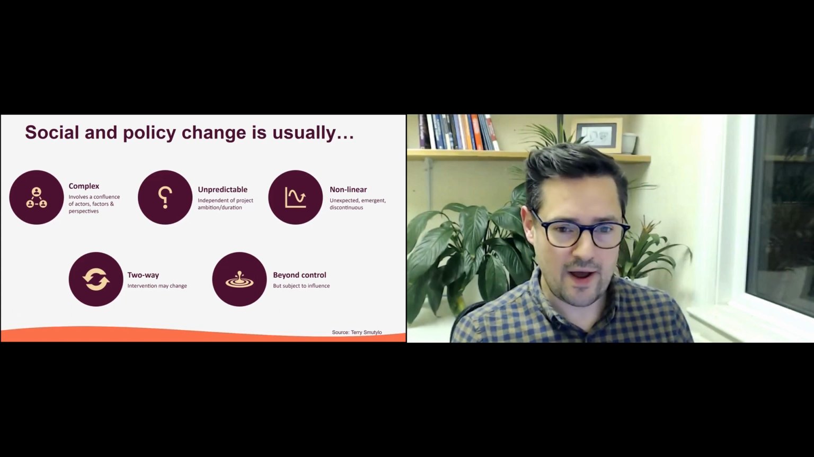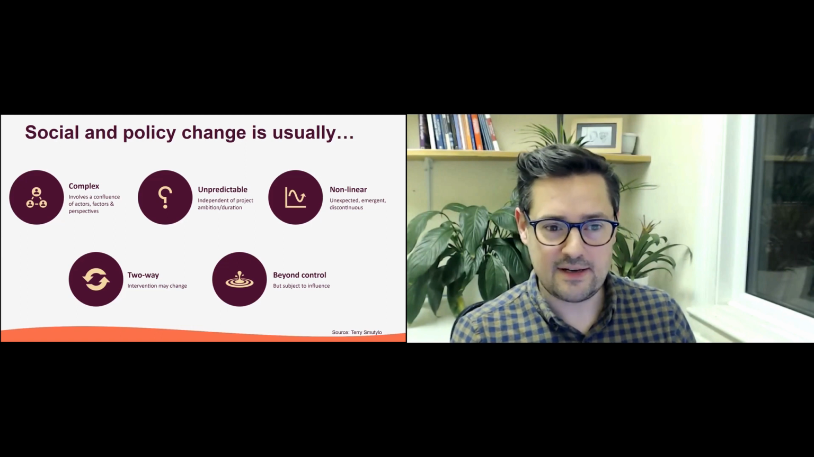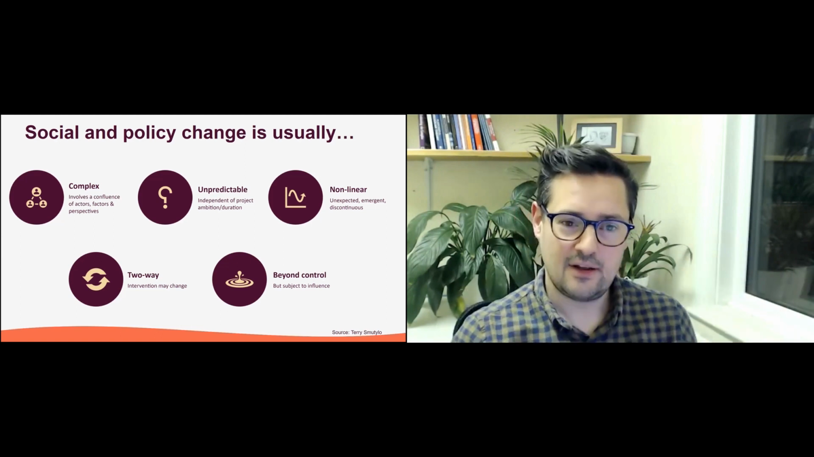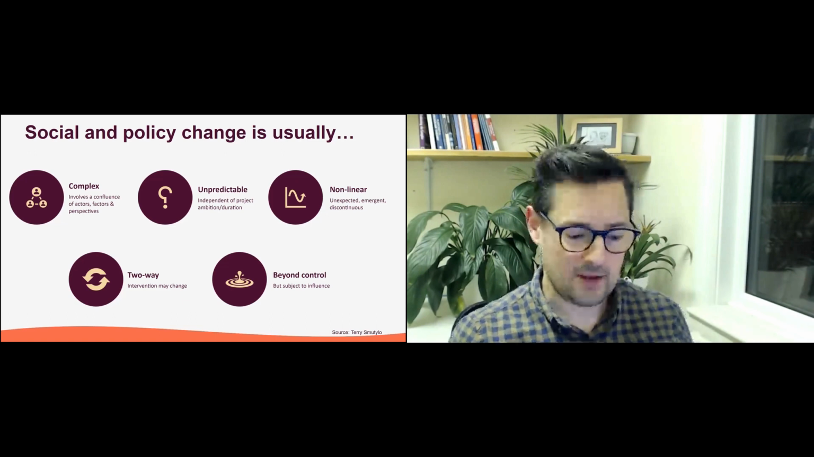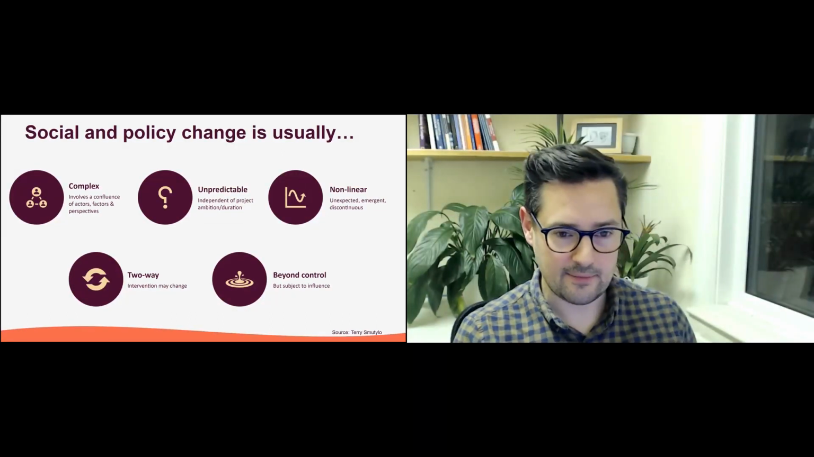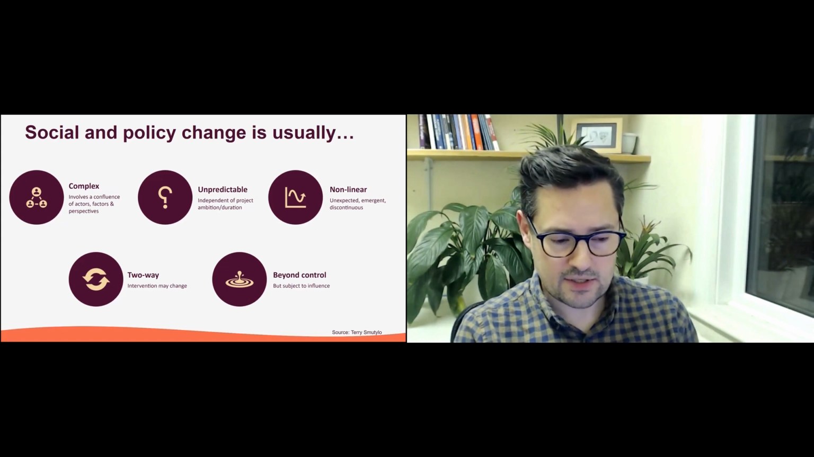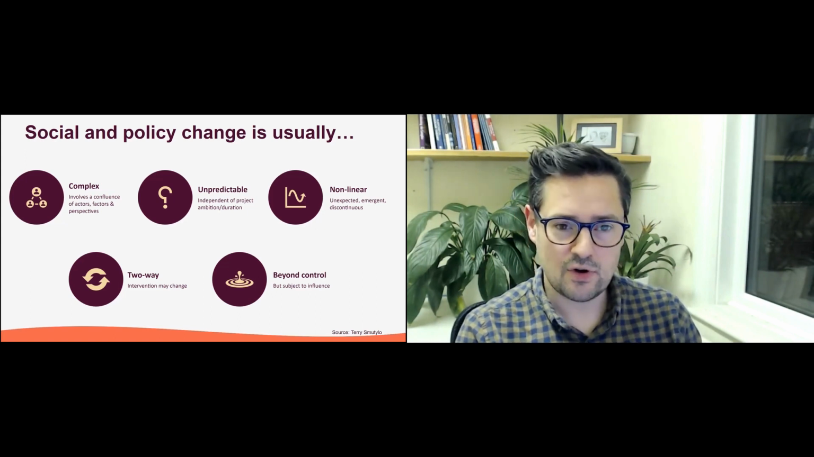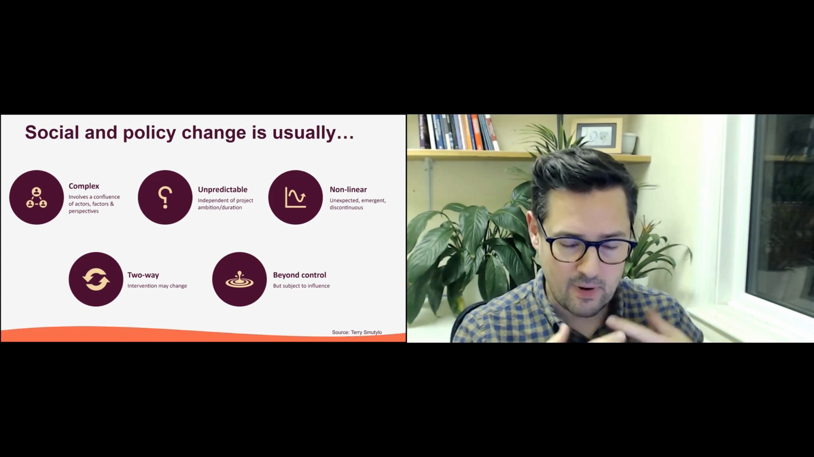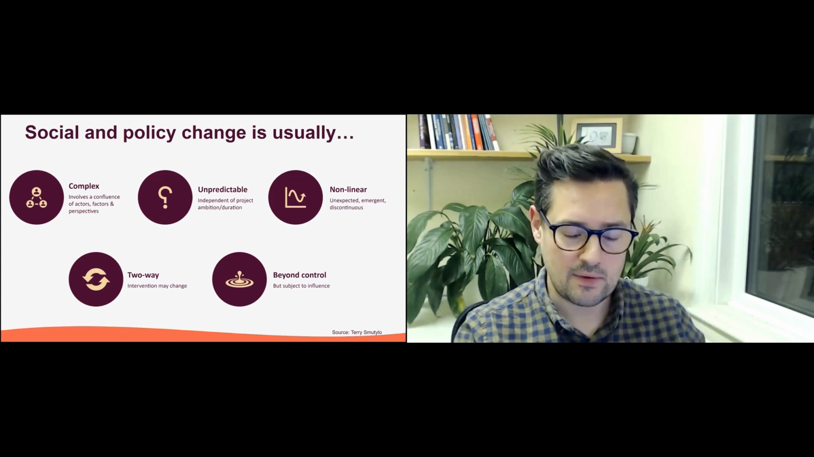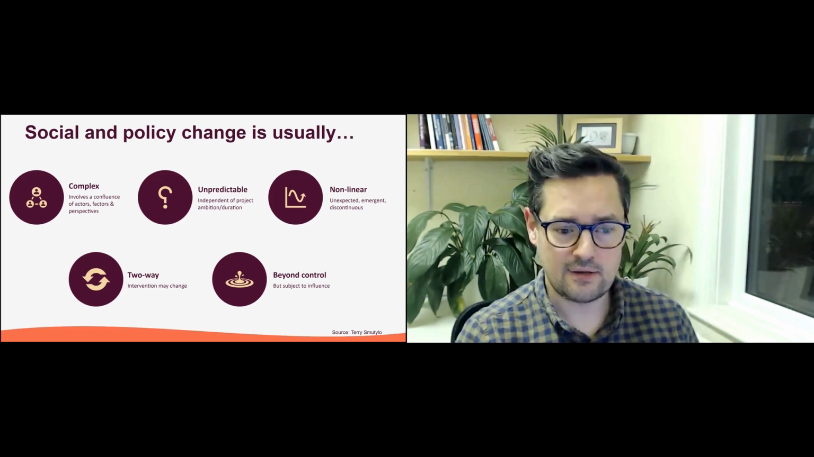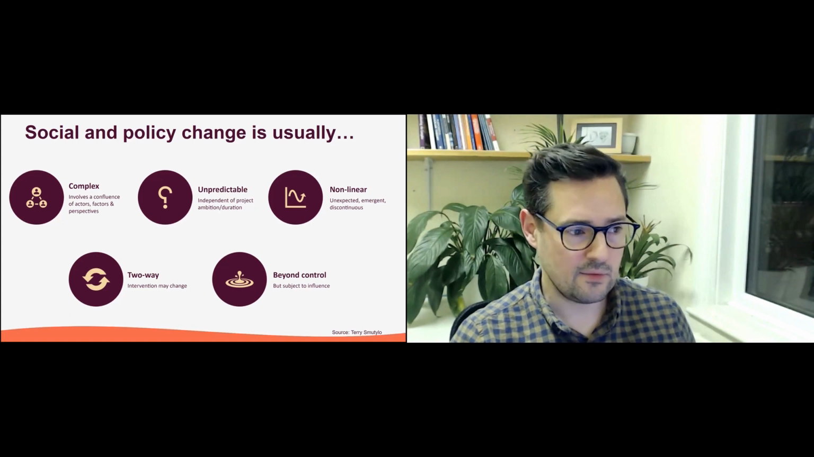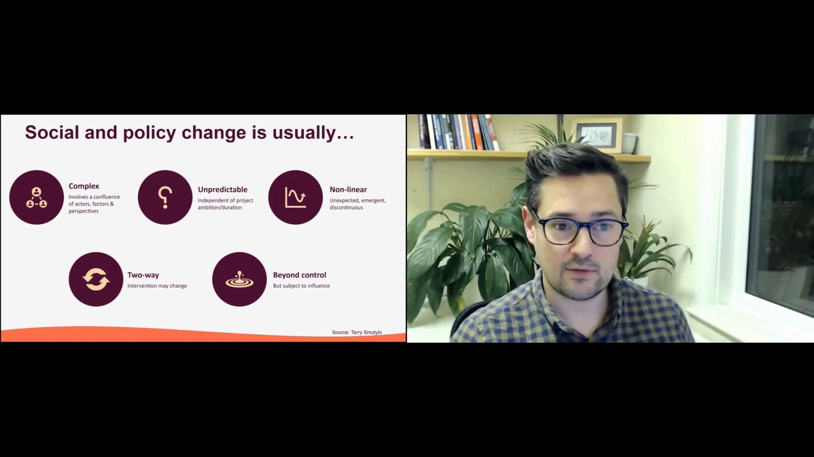Change is also two-way. So as we seek to influence and change those around us, we are also changed. And we have to bear that in mind. Change is also beyond our control. But in outcome mapping and the way that we'll be introducing to you, it is within our influence, and that is really what we're going to be exploring more with you.